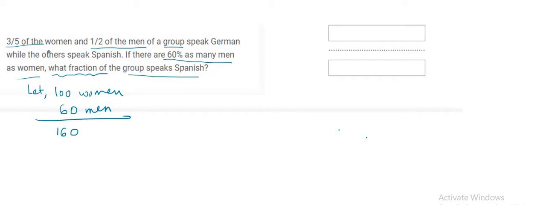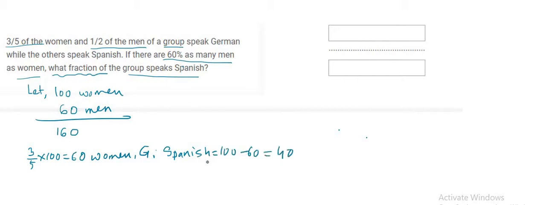Now it says that 3/5 of the women speak German. So 3/5 of 100 is equal to 60. So 60 women speak German, and therefore the rest speak Spanish. So the Spanish speaking women would be 100 minus 60 equal to 40. This is the number of women who speak Spanish.